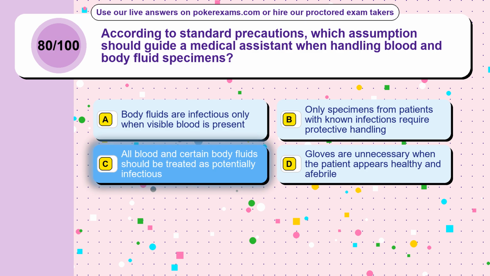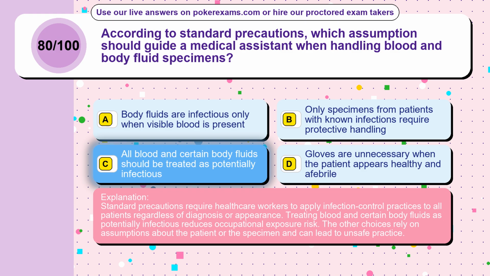The correct answer is option C. All blood and certain body fluids should be treated as potentially infectious. Standard precautions require healthcare workers to apply infection control practices to all patients regardless of diagnosis or appearance. Treating blood and certain body fluids as potentially infectious reduces occupational exposure risk. The other choices rely on assumptions about the patient or the specimen and can lead to unsafe practice.